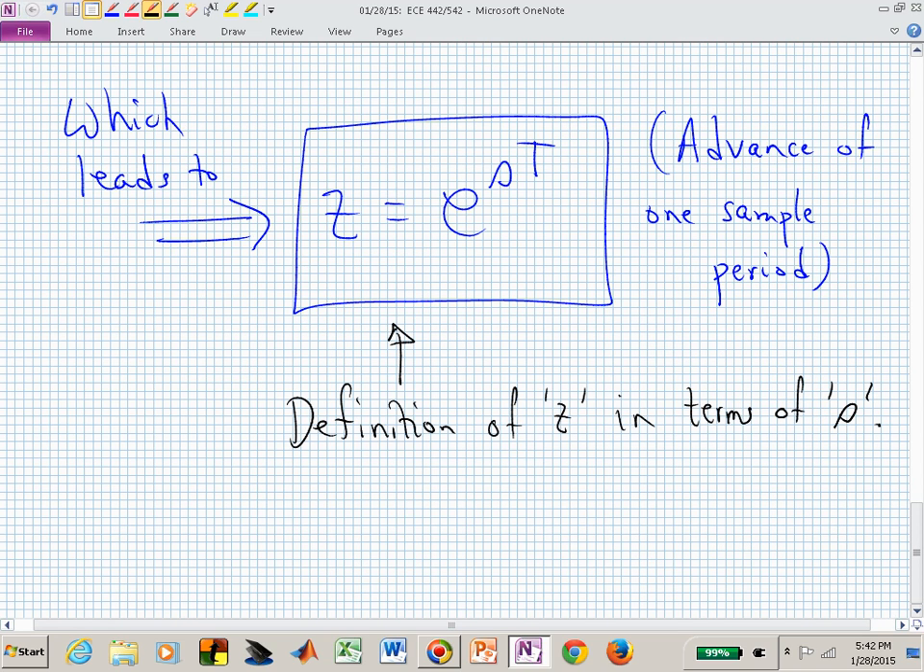Meaning if s is a complex number, let's just think of a point in the complex s-plane. Minus 3 plus j2, that's s. You can substitute that value of s into this right-hand side. If you have a sample period, capital T, that's going to produce a complex number z. And we'll work through that.